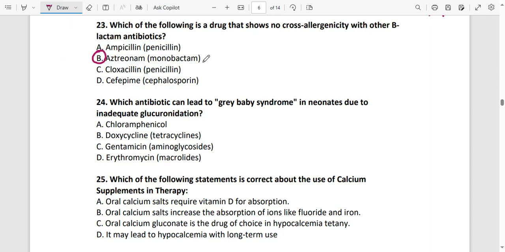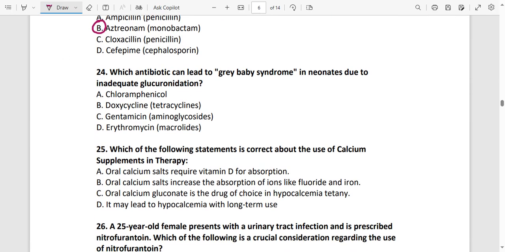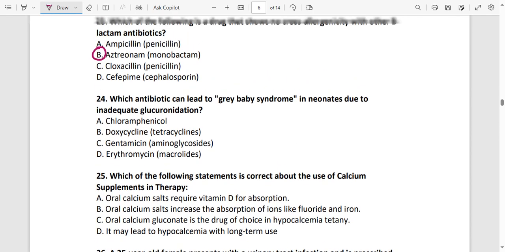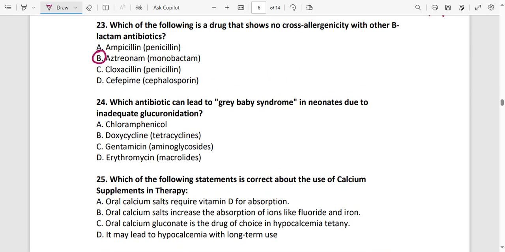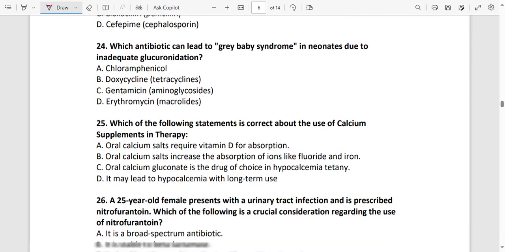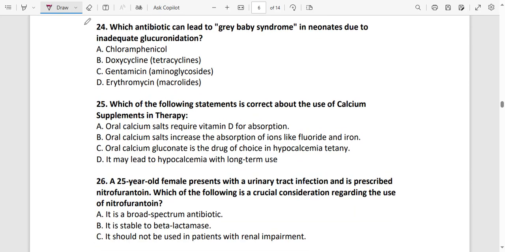Thank you so much. And that's that. Penicillins and cephalosporins have similar structures, and so even the problems are the same. Monobactams are better; they will not show any cross reactivity.